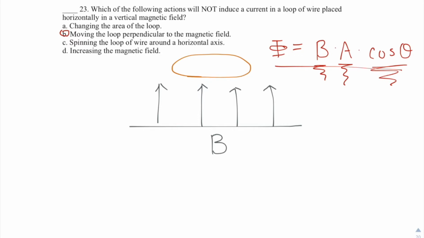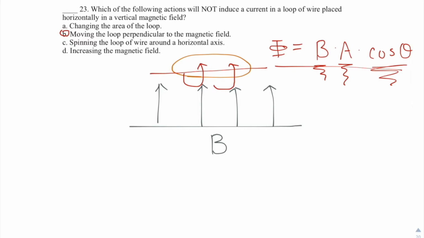Option C, spinning the loop of wire around the horizontal axis. This one's tricky to imagine, but let's say we put a horizontal axis there, and then you were to spin the wire around that axis.